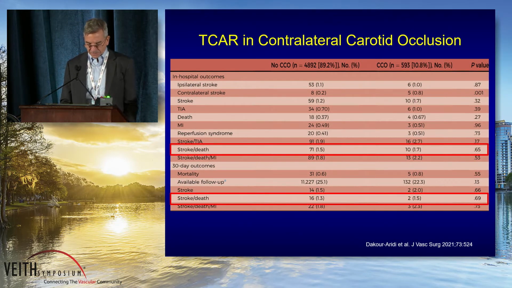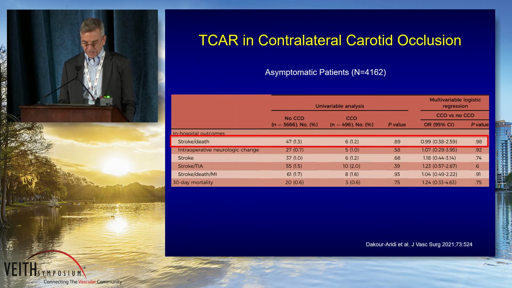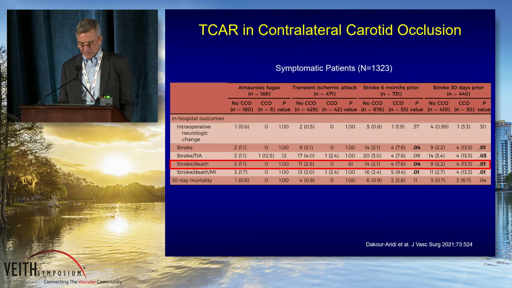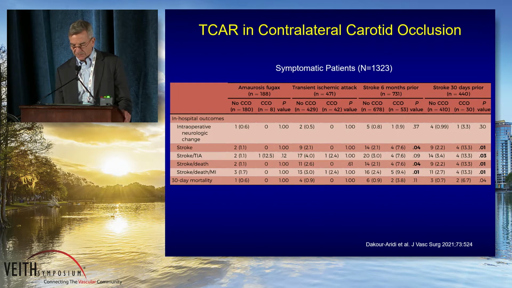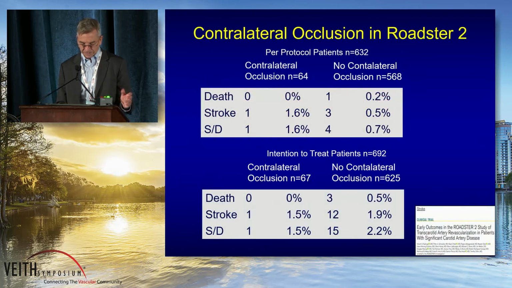So all of these things suggest that TCAR can be done safely in patients with common carotid artery occlusion on the other side. Here's just one more study looking at stroke and death in-hospital outcomes in a larger group of patients. About 10 to 11% of the patients in the VQI TCAR registry have contralateral common carotid artery occlusion. And again, with asymptomatic patients, stroke and death between those with no common carotid artery occlusion and those with is about the same. And in symptomatic patients, same thing, except that it appears that when you do a TCAR early, there is an increase in risk compared to later, but this is only based on a small number of events. So I think this is still under study about the very early period after stroke. And I'm going to actually get to that in just a moment.